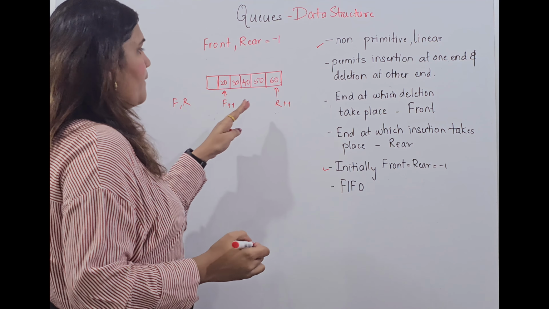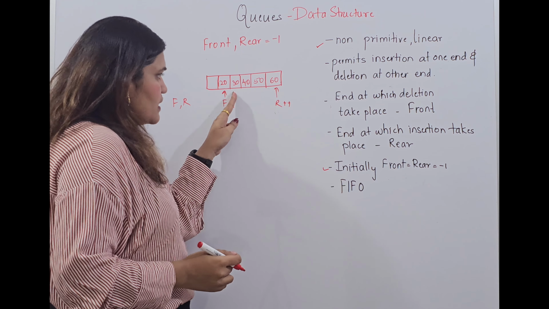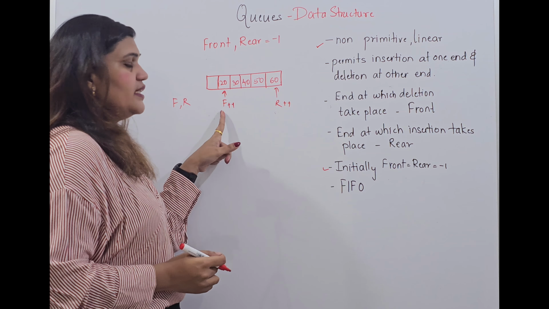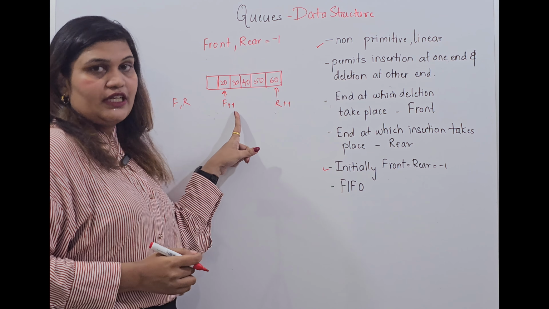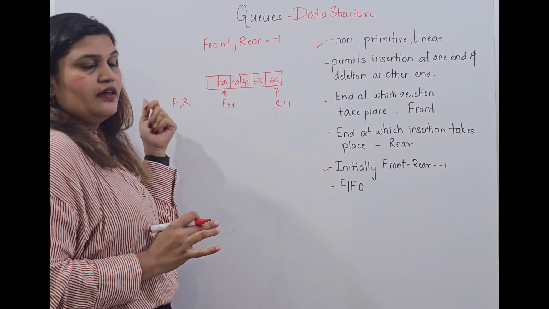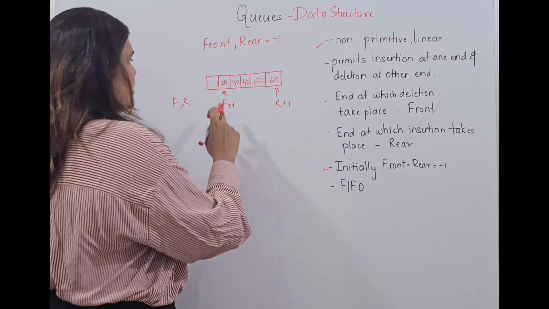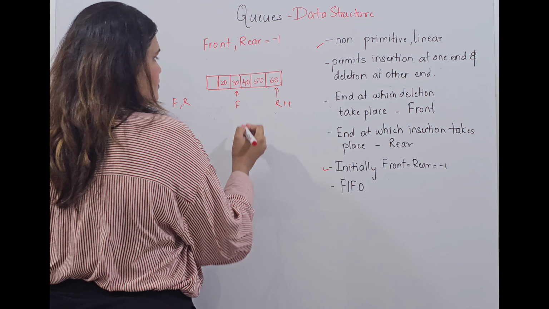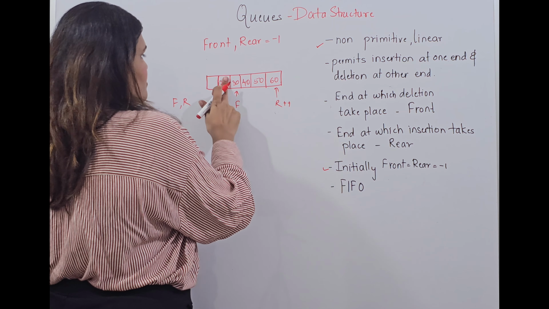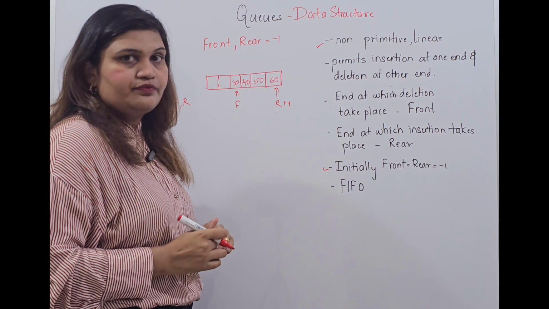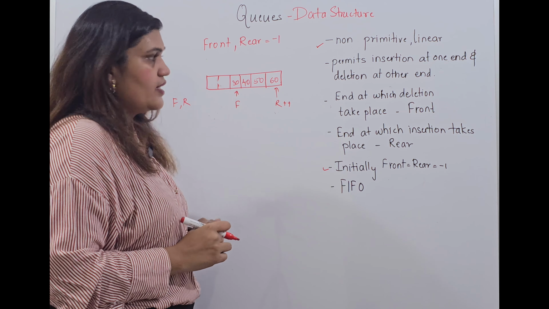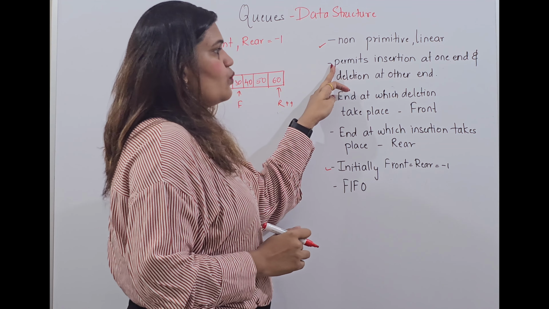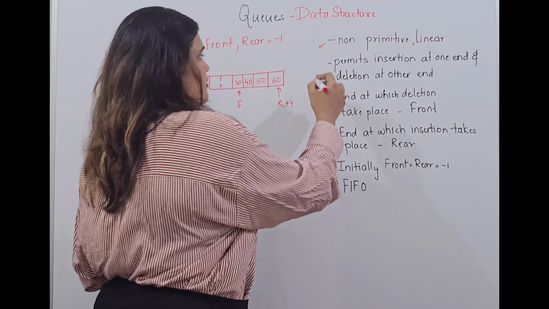Am I clear on that? When I want to insert elements, I will increment my rear. When I want to delete elements, I will increment my front, not decrement. Decrement will go backwards. Increment my front. I want to delete the next element, I will increment my front, and then this element is automatically deleted. Clear? So that is the concept of queue, which permits insertion at one end and deletion at the other end.